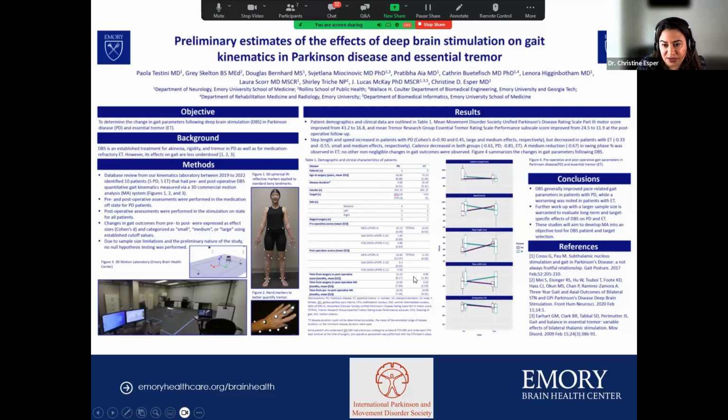And just a quick summary of our findings. Step length and speed increased with Parkinson's disease, but decreased in essential tremor. So what that means is when they took the steps, that actually decreased in Parkinson's disease. And cadence, which is steps per minute, decreased in both groups. And in general, DBS improved pace-related gait parameters in patients with Parkinson's disease. We are continuing gathering this data. This actually was from about a year ago, so we have more data to present and that we're gathering.